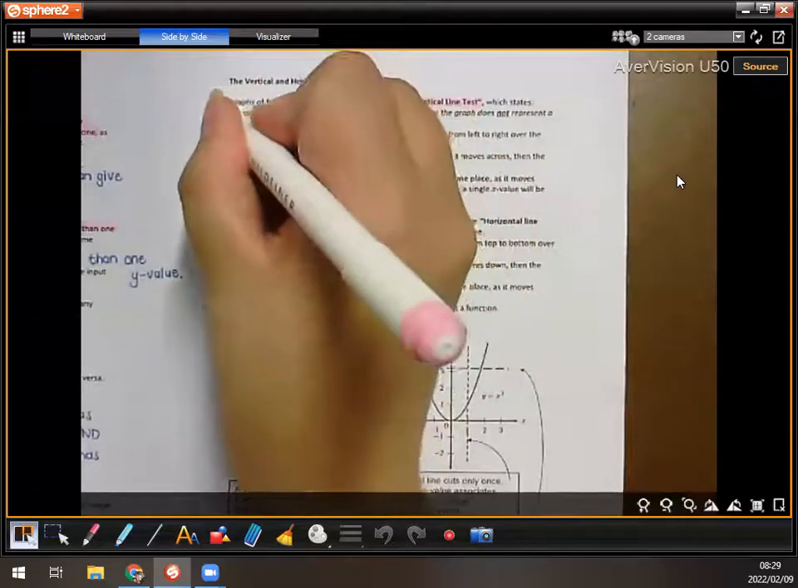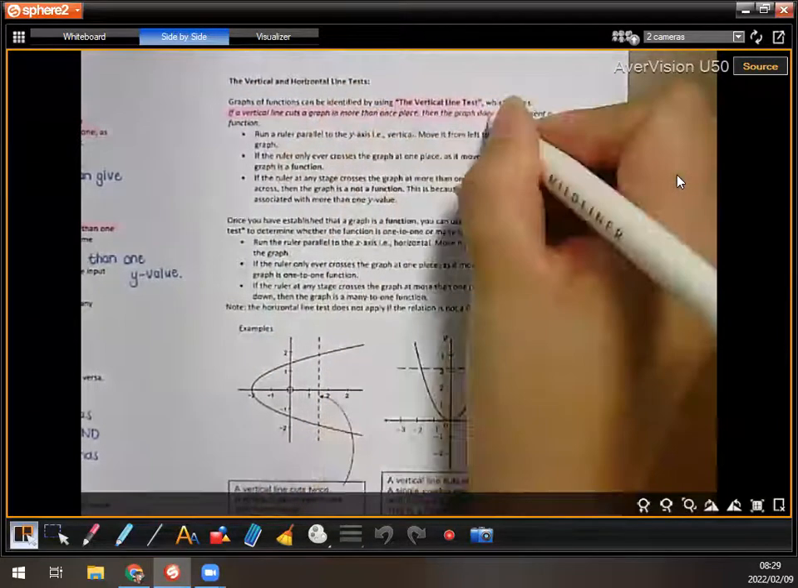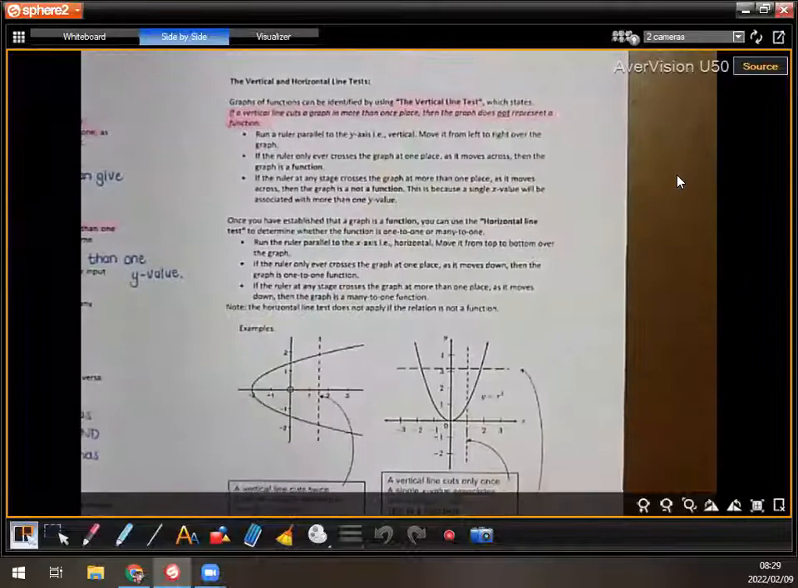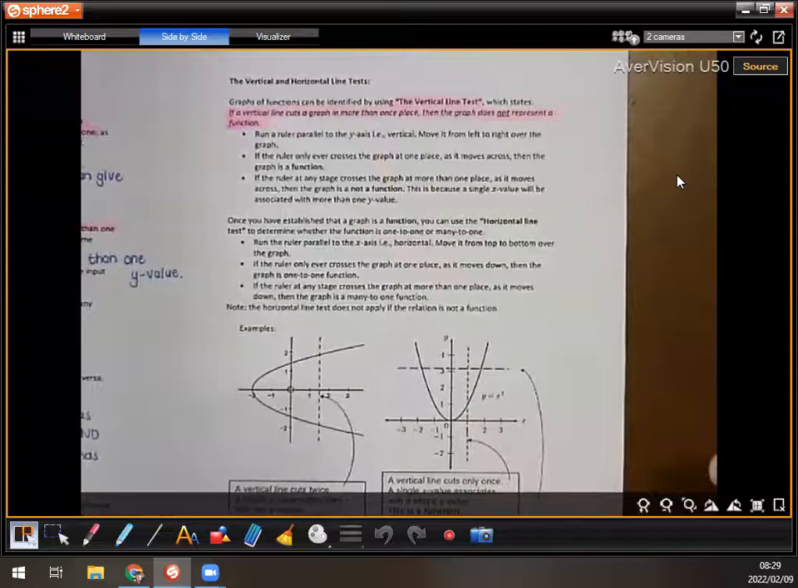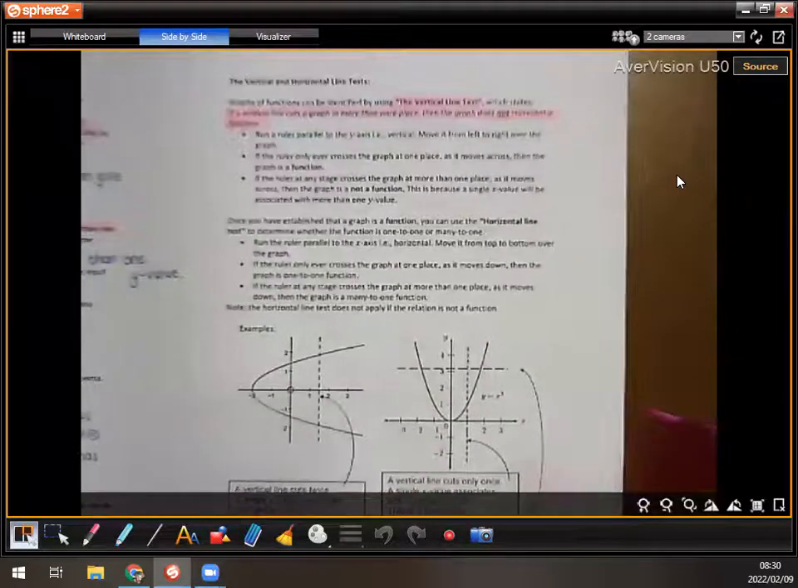So there we can just highlight the next sentence there. If a vertical line cuts a graph in more than one place, then the graph does not represent a function. Now guys, if we're thinking of the y-axis, do we agree that the y-axis is a vertical line, right? And what did we just say? A graph is not a function if one x value has multiple y values. So we do this kind of thing. You can actually just take your ruler. You don't physically have to draw a line onto the graph. But I'll just show you.